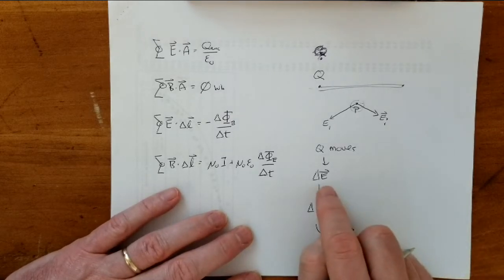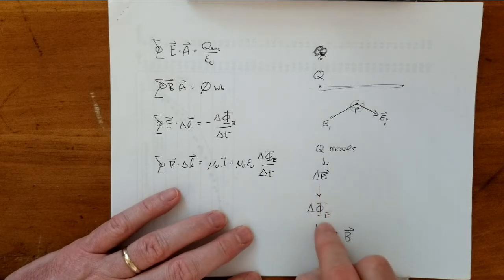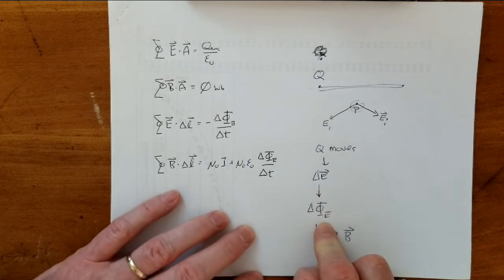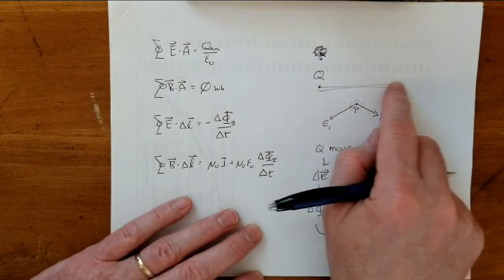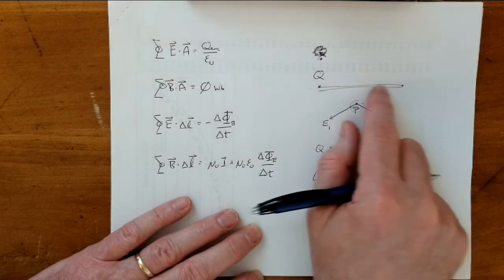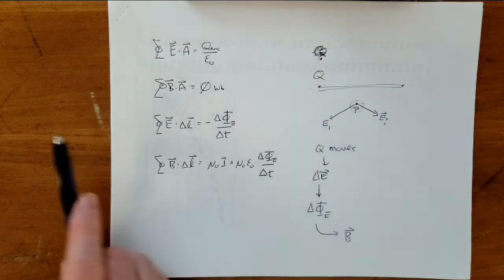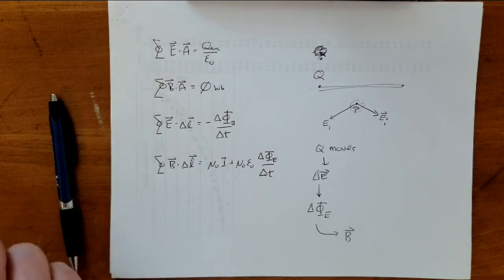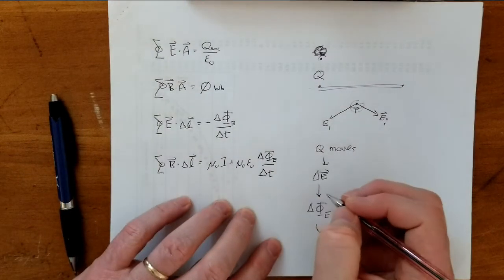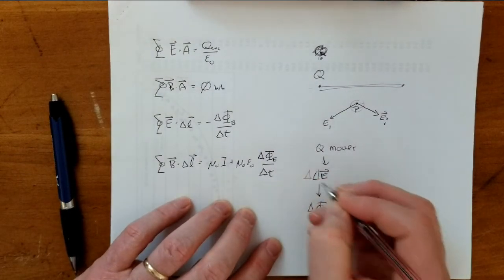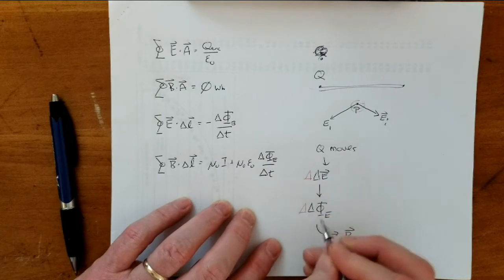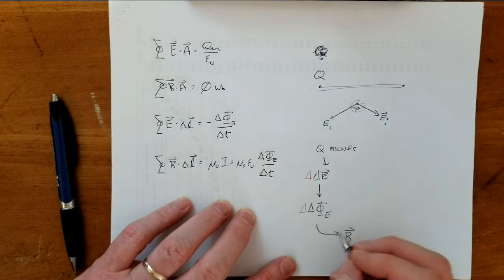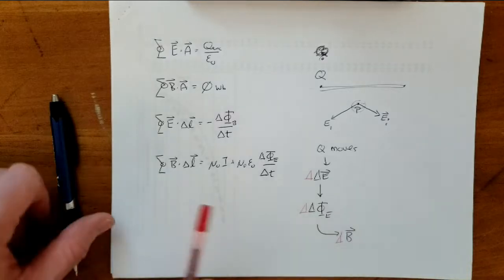Now, the change in the electric field, and thus the electric flux, is not a constant change because I'm moving over here and then back and forth, back and forth. So there's some oscillating going on. So there's a change in the change in my electric field, therefore a change in the change of my electric flux, which means that there's a change in my magnetic field.